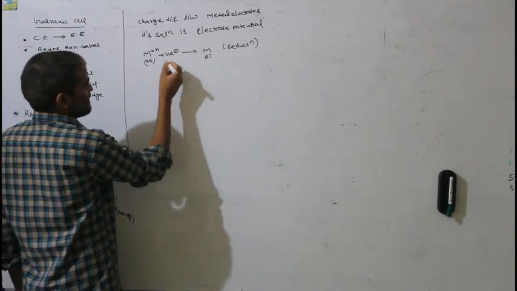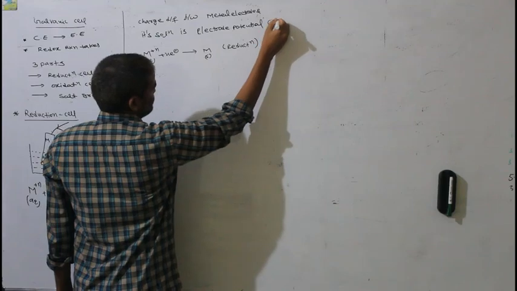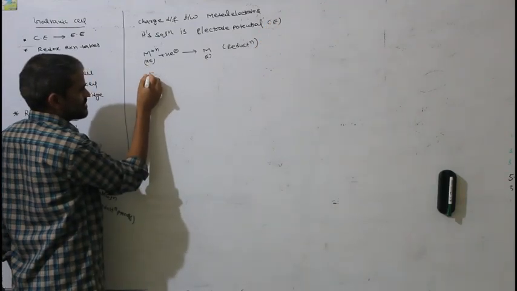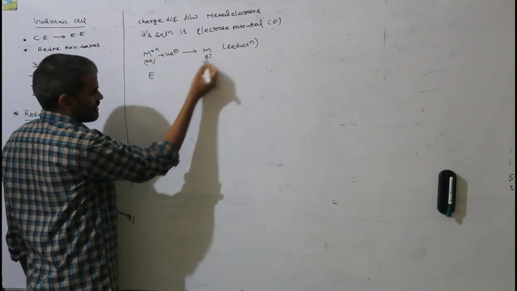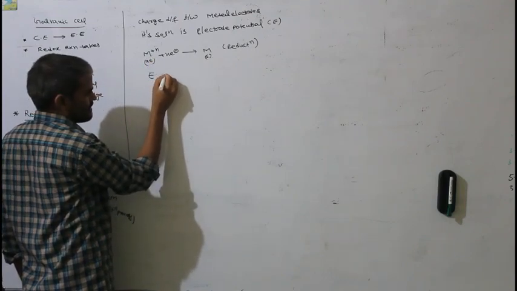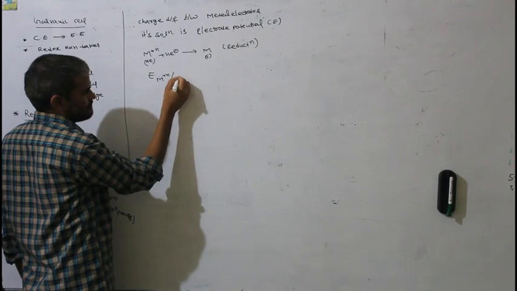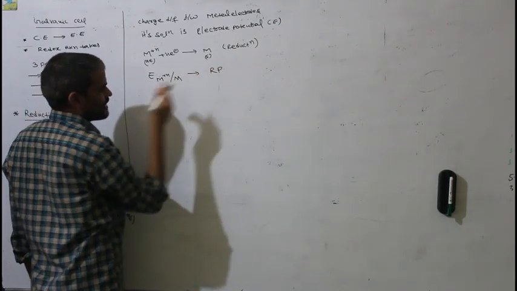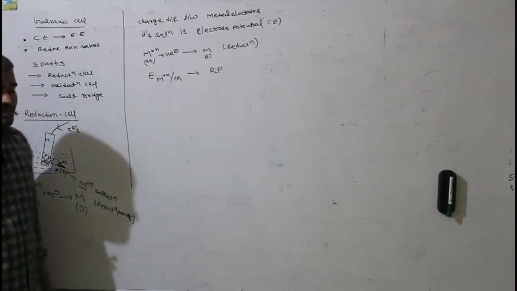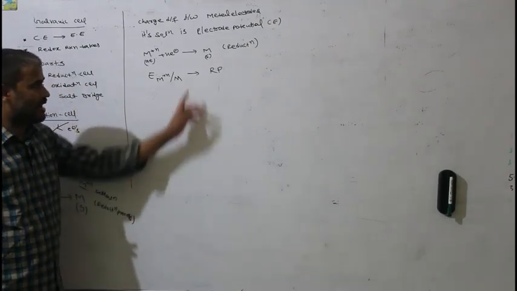The potential will be denoted with E. So the reduction potential E, ion converted into atom, will be written as E of M^n+/M. This is called reduction potential, or RP. I am writing it shortly.